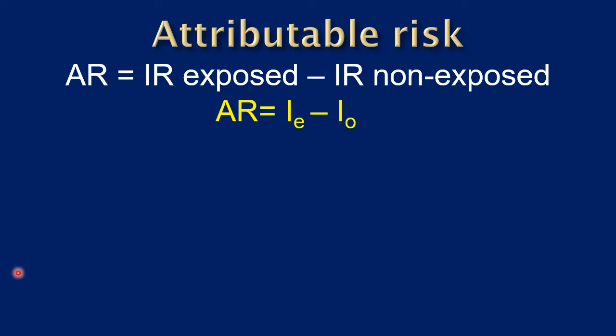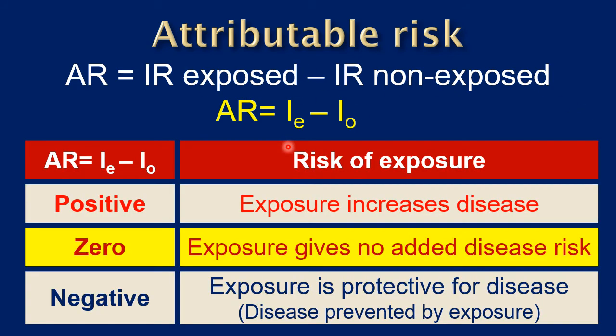is a risk excess. It is calculated by the difference between incidence rate among exposed minus incidence rate among non-exposed. As it is a difference, we may get attributable risk which is positive, indicating that exposure increases disease, or it may be zero, where the exposure gives no added risk for getting the disease. And sometimes it may be negative, and here the exposure is protective and disease is prevented by exposure.